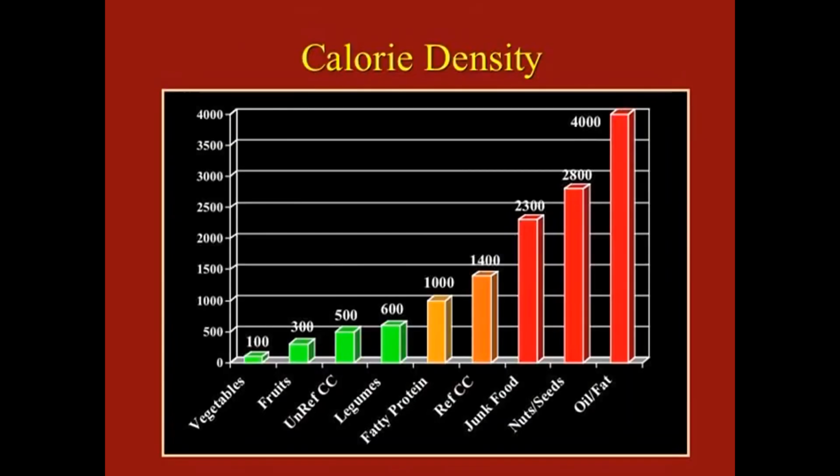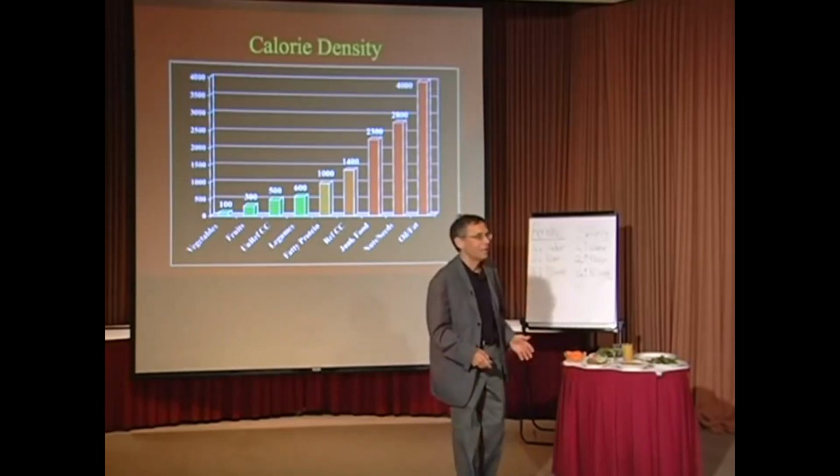Junk food. You know those Oreo cookies and things like that? I didn't mean to say that word again. 2,300 calories. Nuts and seeds will average out at 2,800. All oil and fat is 4,000. So here's what they did. They did these studies on calorie density.